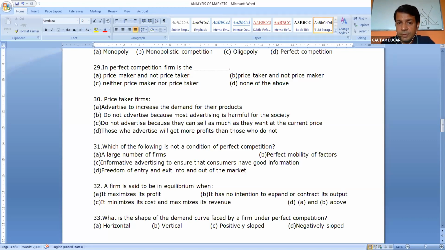A is not possible. B is bogus. D is also not possible, because in perfect competition there is no advertisement cost. There is no advertisement. So the answer is C. Coming to 31.